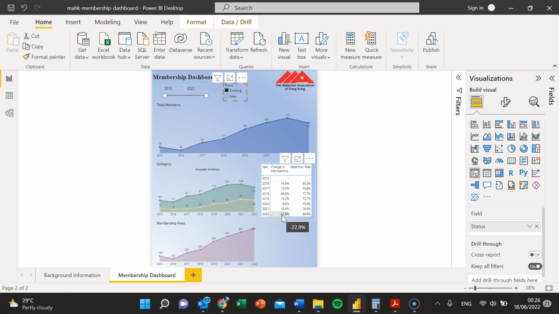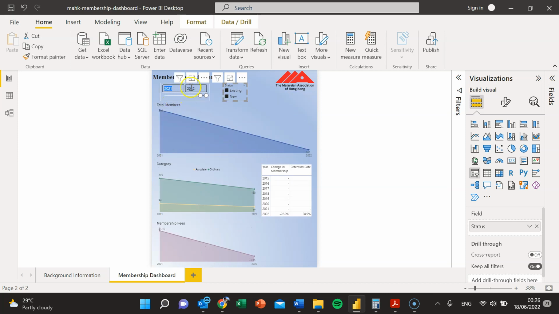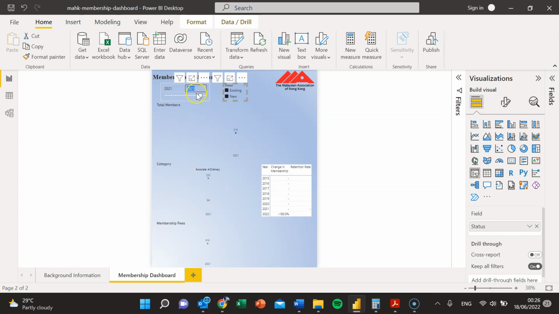Let us first see how well MAHK did in 2021. In 2021, the association had 319 members, where 225 were ordinary and the remaining 94 associate members. The total fees collected are about $81,000. Now that you know about the general membership status for 2021, let us see how this compares with historical data.